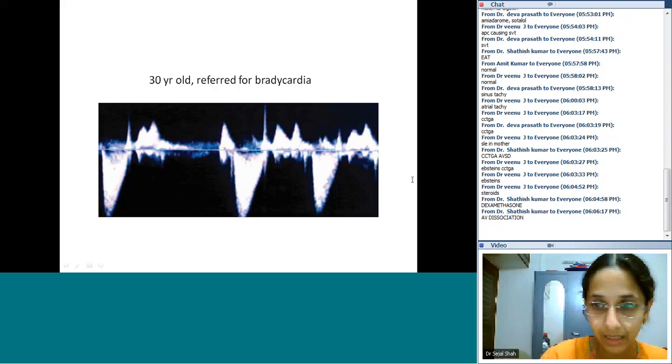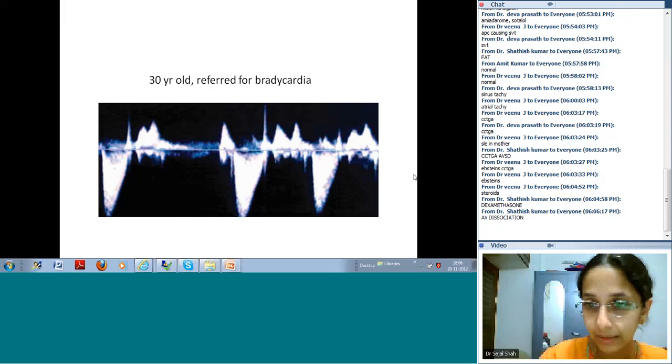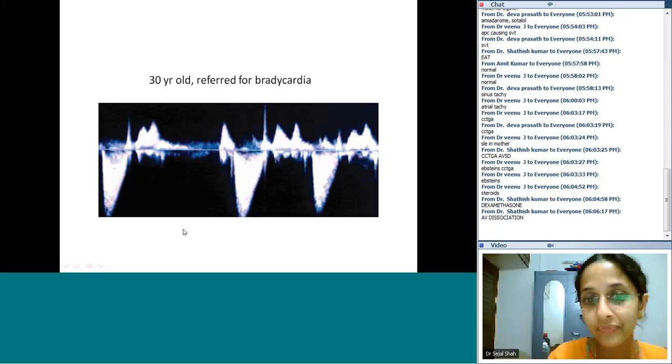Anybody? Yes, this is AV dissociation, that's correct. So here you have AV association, and this is one atrial beat which has not been conducted. So it was a transient 2:1 AV block. This is the point where you should give it a thought if it's there and should be considered giving steroids. So this is a 2:1 AV block which has been transiently recorded.